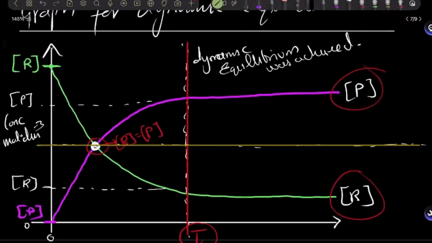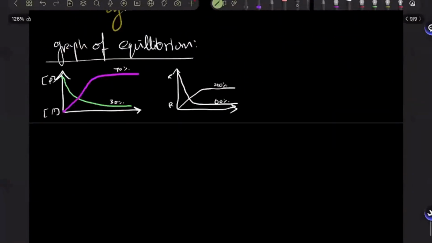And you should be able to identify the time at which dynamic equilibrium was established. That is when both lines have become completely flat, or both the reactants line and product line, which are representing the concentrations, become constant. They do not change anymore. That's the point where dynamic equilibrium was established. Clear? So this was the graph for dynamic equilibrium.